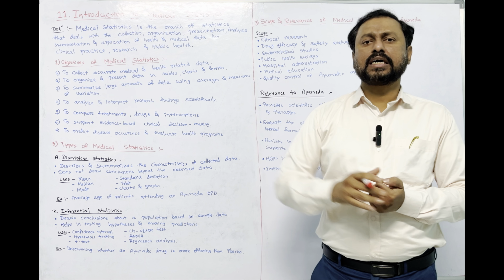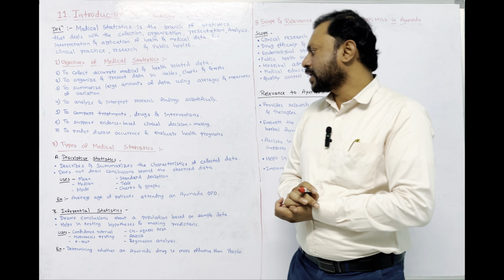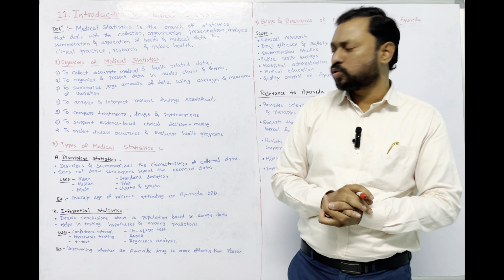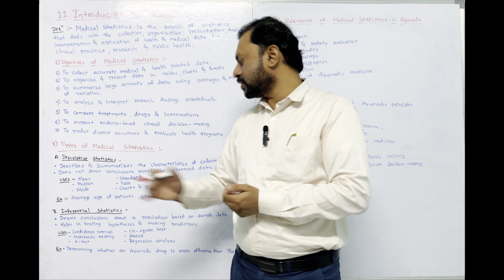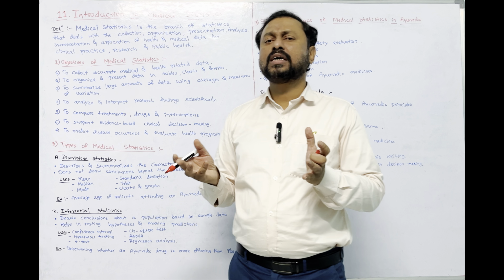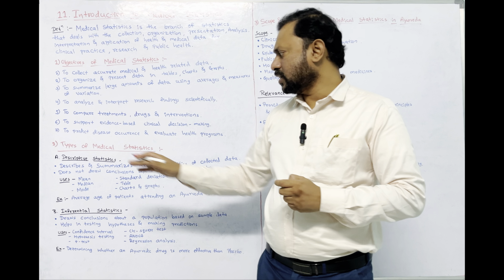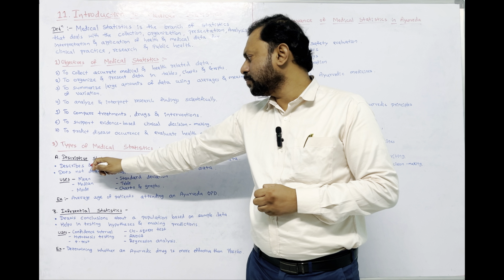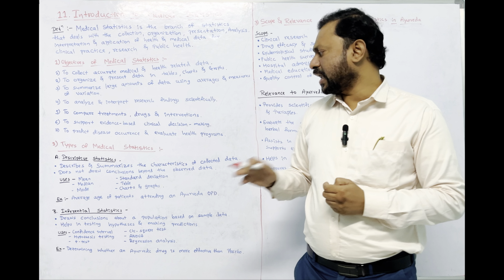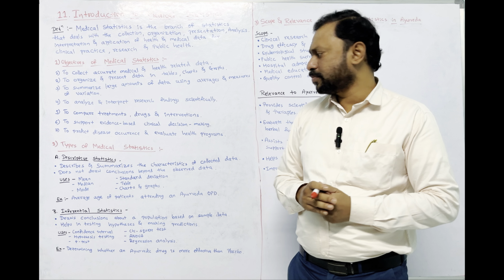Now we will study the next point of today's class, the types of medical statistics. If you classify medical statistics, it is divided into two types: descriptive statistics and inferential statistics. Descriptive statistics means that based on the data you have collected, you describe and summarize the characteristics of that data. Whatever data you already collected, you describe and summarize it. That is called descriptive statistics.